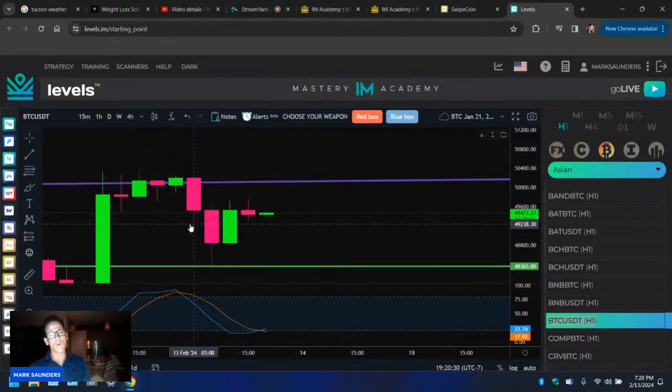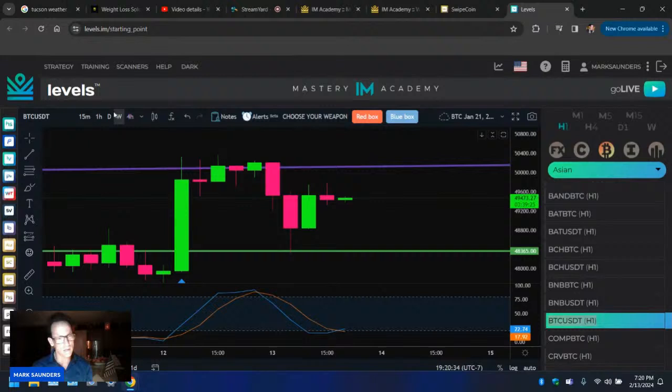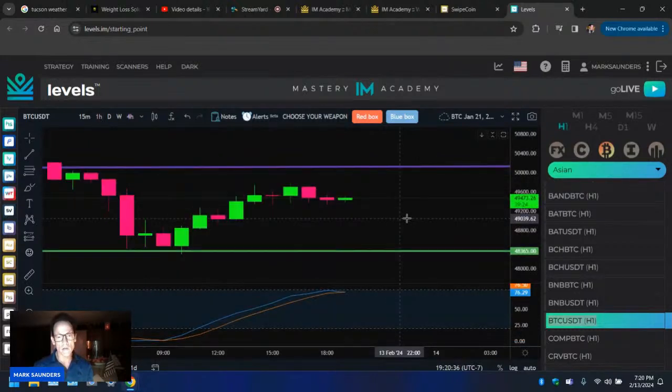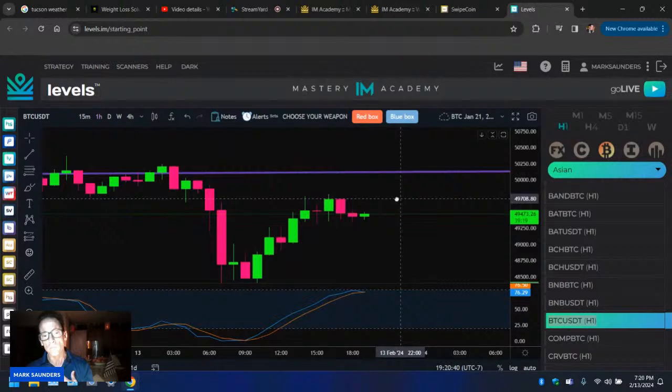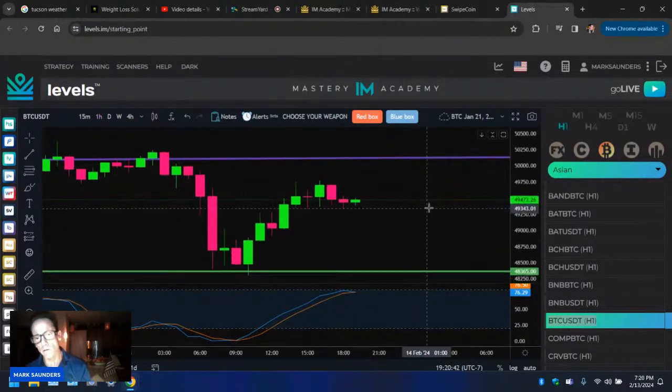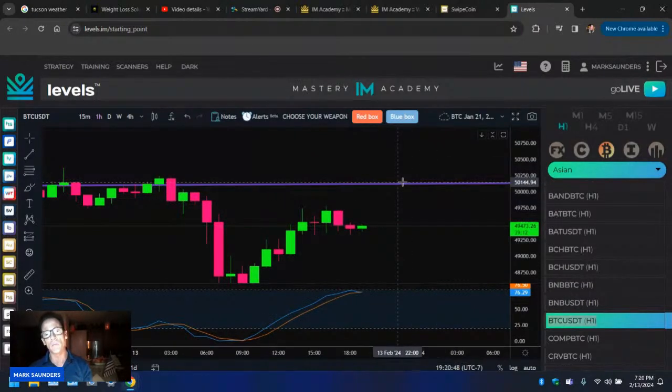You can see we broke down, and now we're down here, right? So it is quite fascinating. But now I'm going to zoom in on the hour time frame. And what I'm really looking for, if I'm going to do any type of scalp move anyway, would be if we break and close above this purple bar.